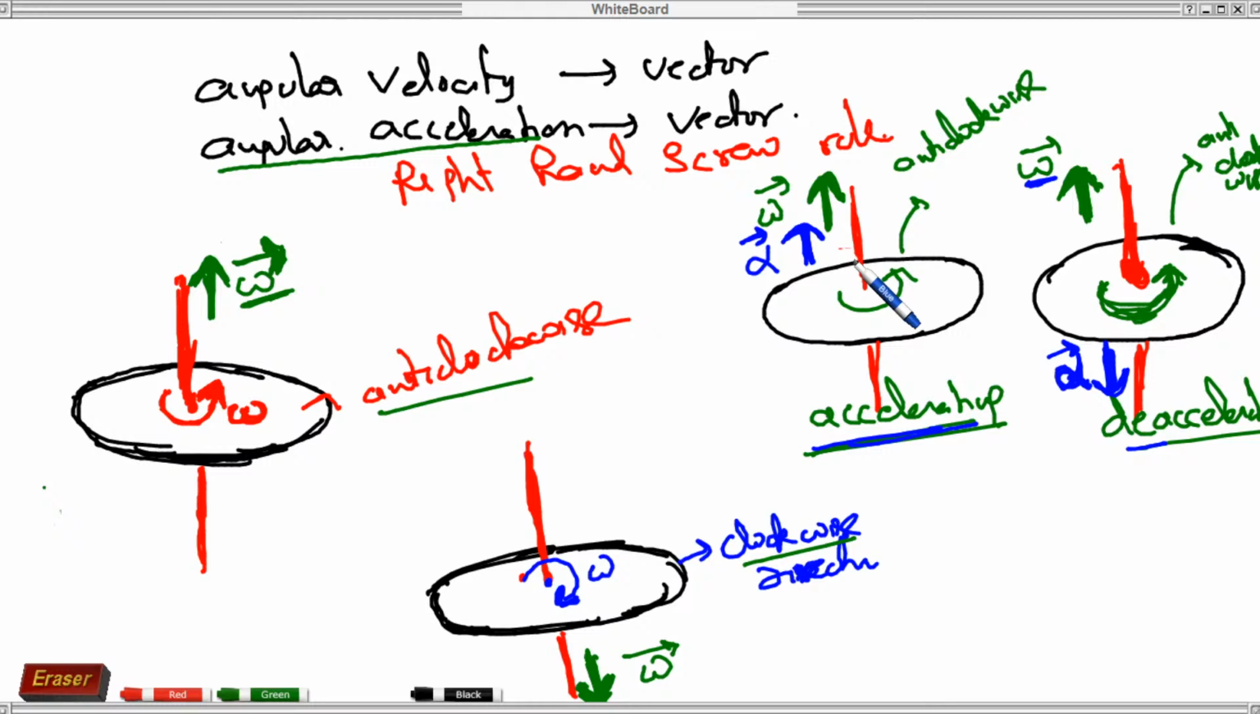You can use the right hand rule also for finding out the directions of angular velocity and angular acceleration. In this way you can find it out. When it is accelerating, the direction of angular acceleration will be similar to the direction of angular velocity. When it is decelerating, the direction of angular acceleration will be opposite to the direction of angular velocity.